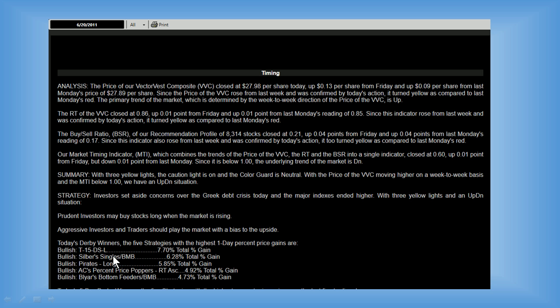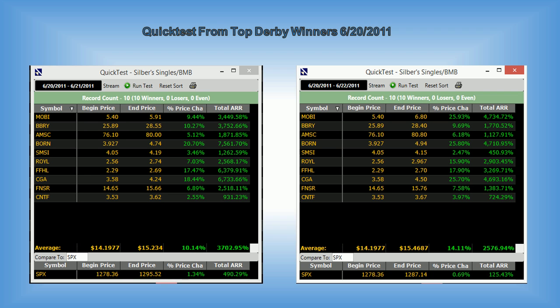name again, Silver Singles is there. Pirates Long is also a bottom fishing strategy, as well as Blyer's bottom feeders. So these were 3 searches from the bottom fishing folder that made the list that day. And so from there, I ran some quick tests for the Derby winners on this date.